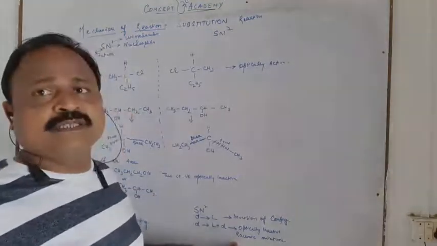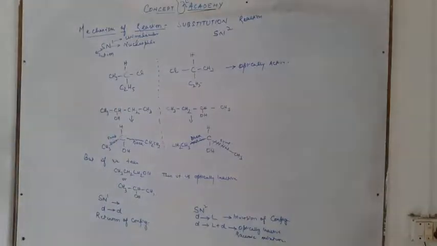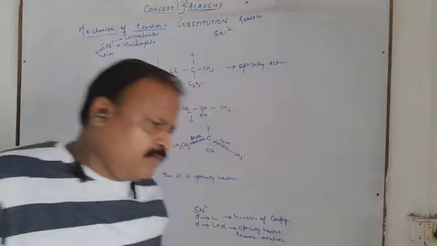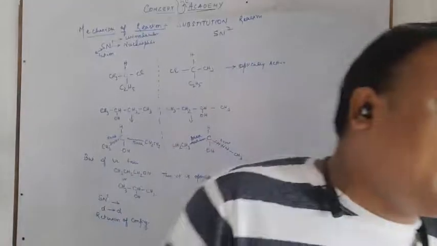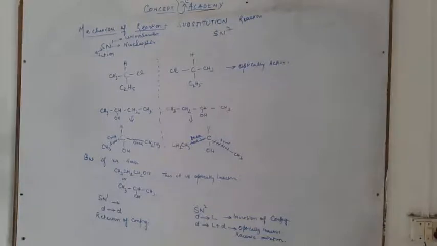This type of mixture is known as racemic mixture. Write what is a racemic mixture. You can write: a racemic mixture is a mixture of equal amounts of two enantiomers. It is optically inactive.